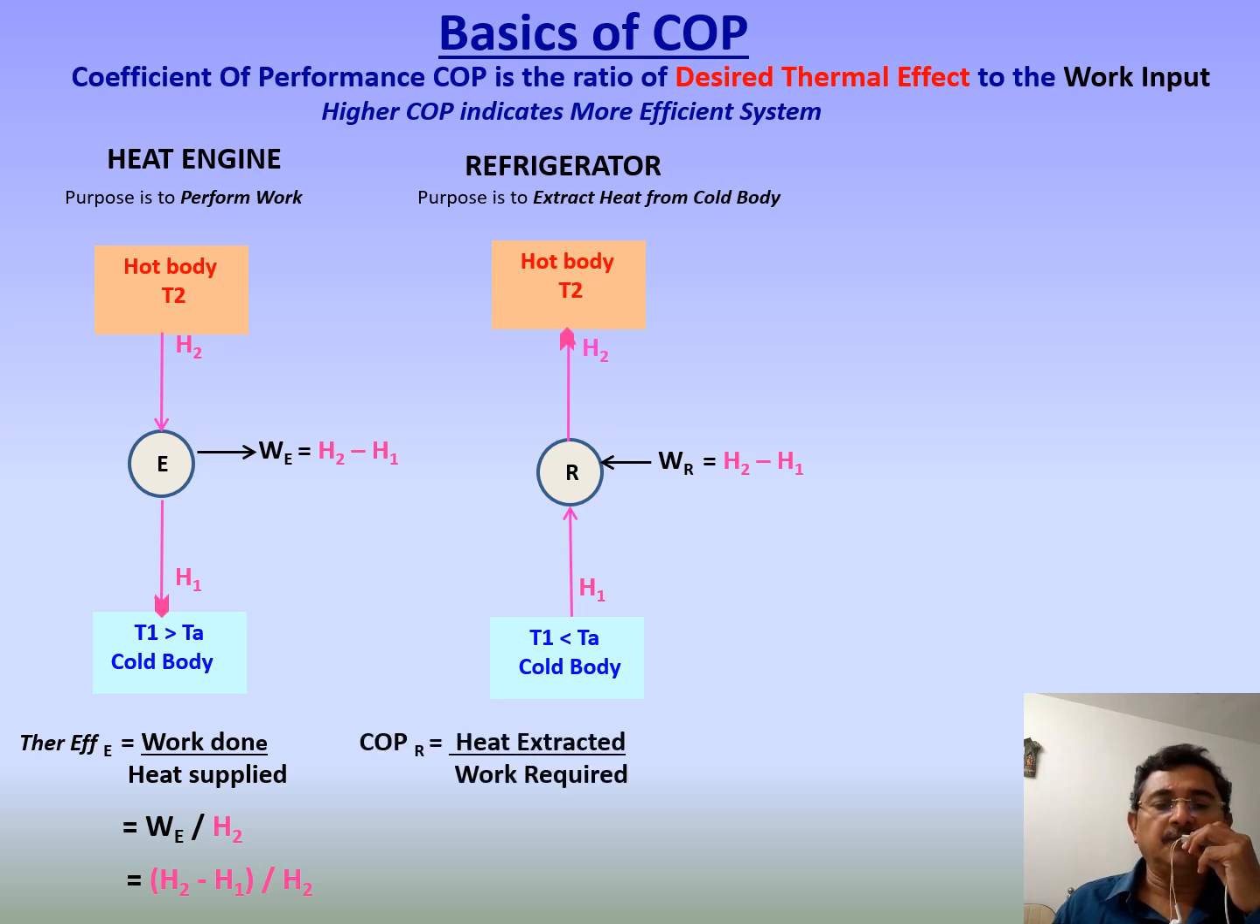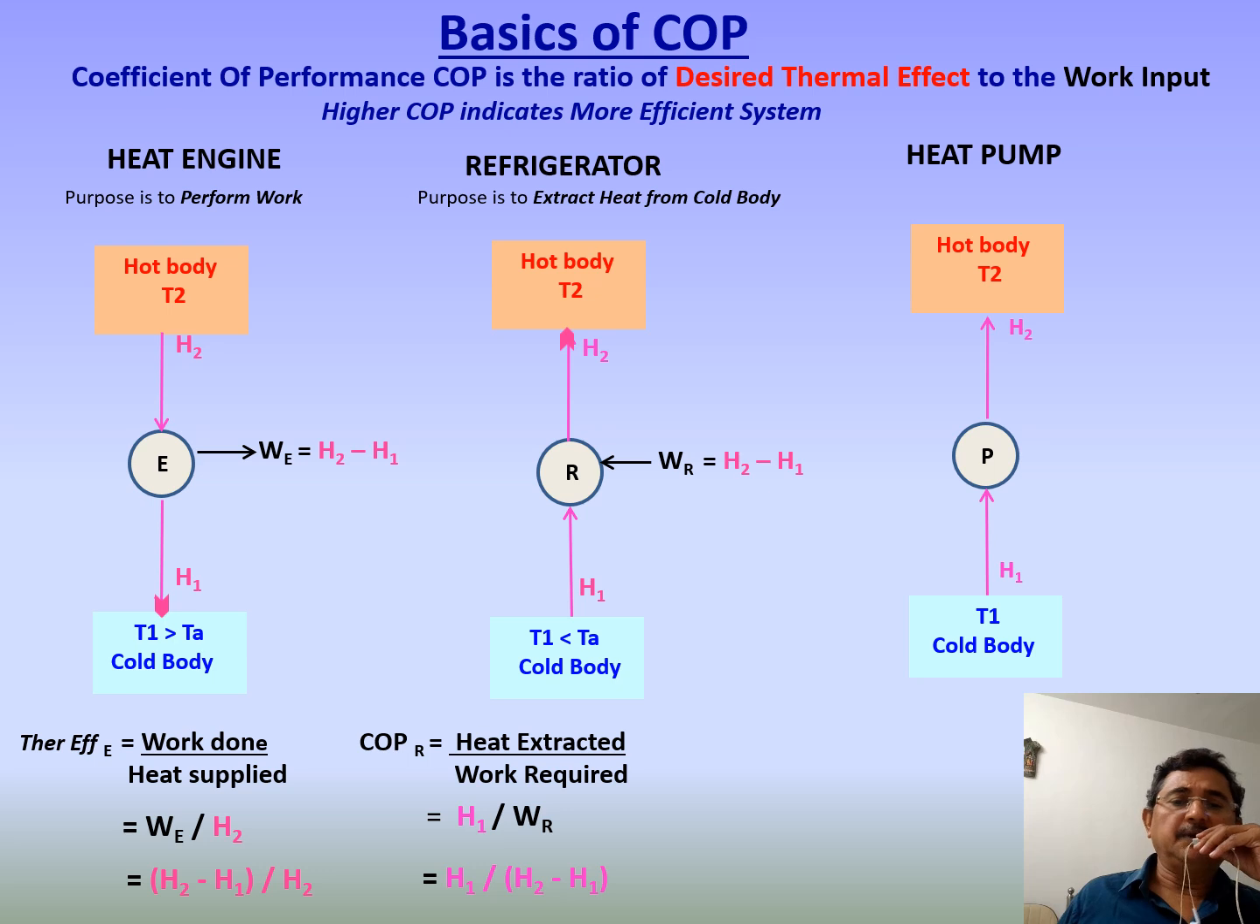The coefficient of performance of refrigerator is heat extracted, that is the desired thermal effect, upon the work required. Purpose of refrigerator is to extract heat from the cold body. That is why it comes in the numerator. COP of refrigeration will be H1 upon WR. WR is nothing but H2 minus H1. So COP of refrigerator is H1 upon H2 minus H1.